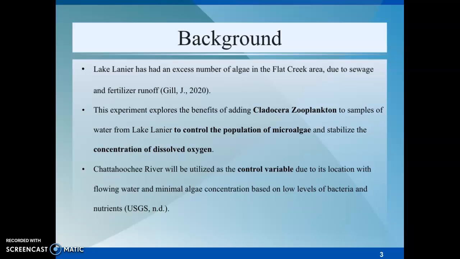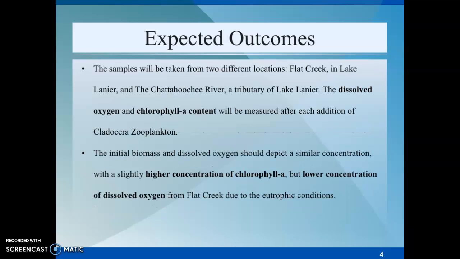Lake Lanier, a local lake, has had an excess number of algae in the Flat Creek area due to sewage and fertilizer runoff. This experiment collected samples from the Flat Creek area and the Chattahoochee area to control the population of microalgae. These samples were taken from two different locations, and the Chattahoochee River had a lower concentration of algae. The dissolved oxygen and chlorophyll A concentration were measured after each addition of Cladocera zooplankton.